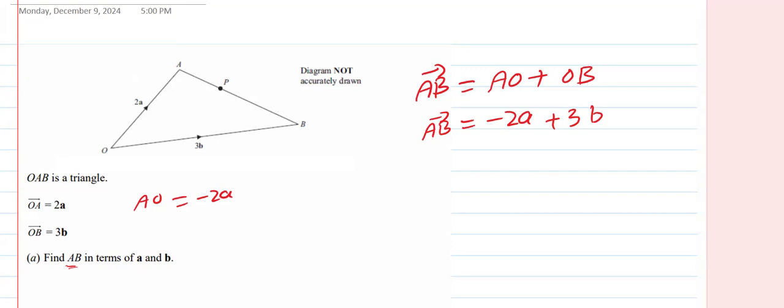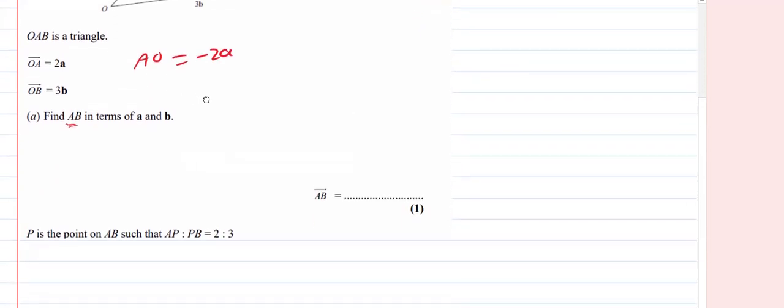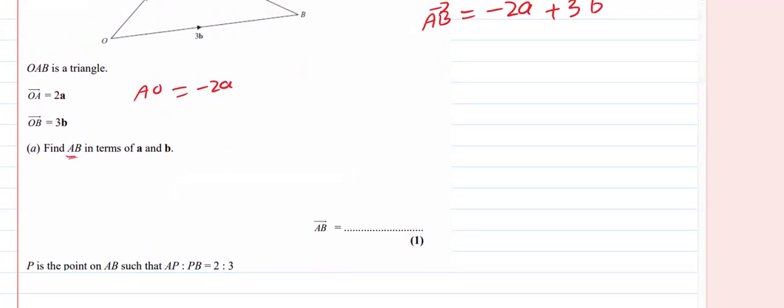Now, what is the second part of this one? The second part is saying P is a point on AB such that AP to PB is 2 to 3.